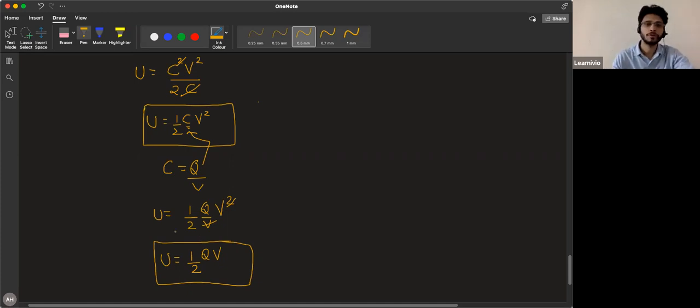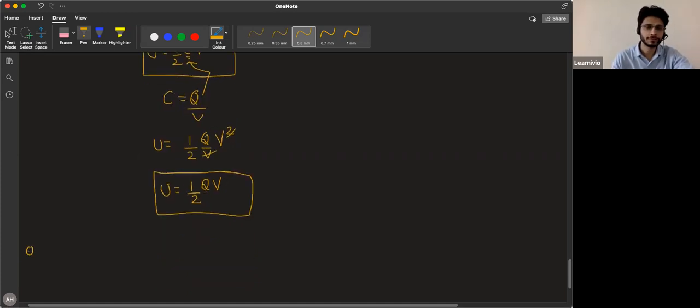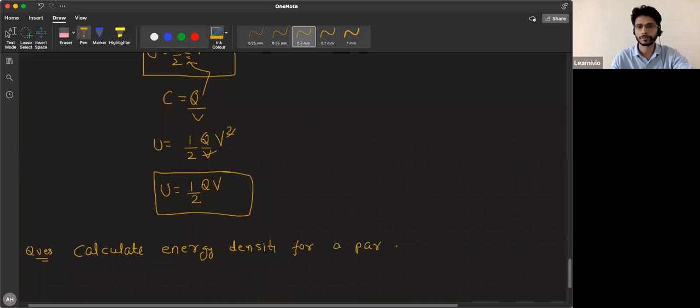So the next question is, that's an important question. It says calculate energy density for a parallel plate capacitor. You need to calculate the energy density of a parallel plate capacitor.